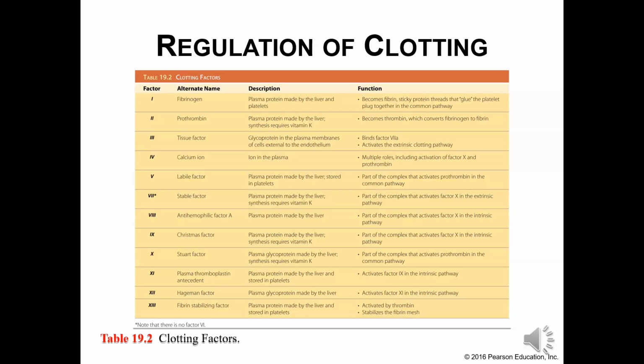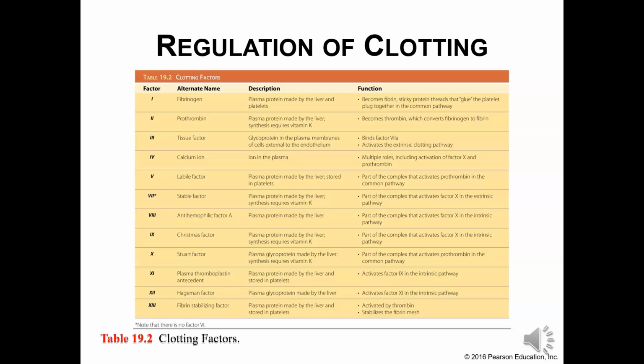Factor 5 is also called labile factor. Also another plasma protein made in the liver, but stored in platelets. Factor 7, also called stable factor. Also made in the liver. Synthesis requires vitamin K. Remember, 2, 7, 9, and 10 require vitamin K. Factor 8 is called the antihemophilic factor A. Factor 9 is also called Christmas factor.